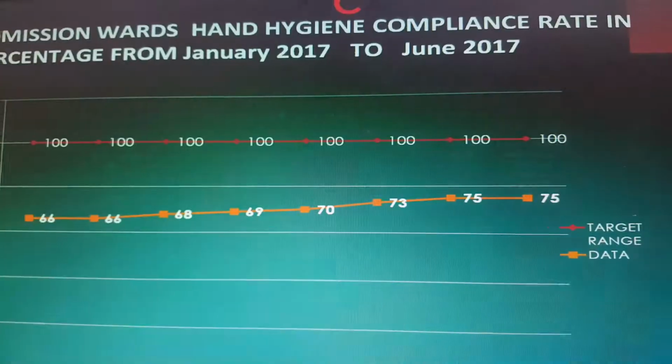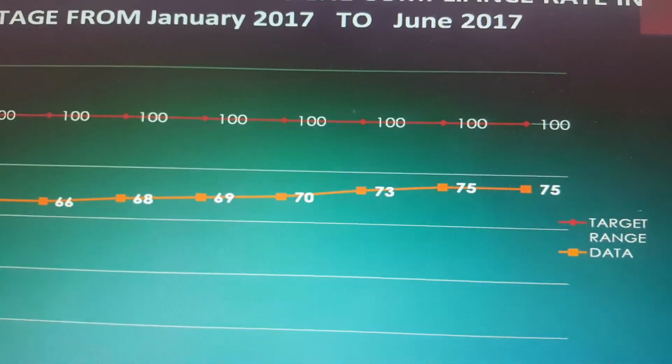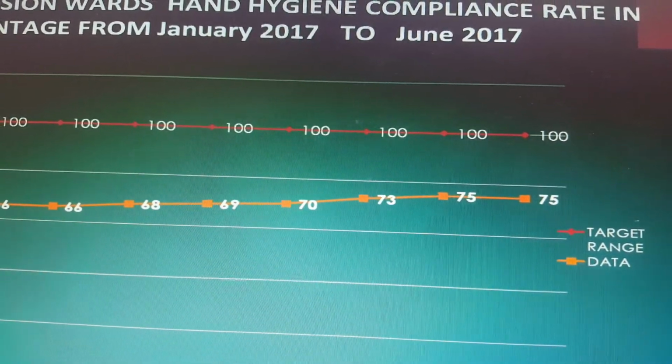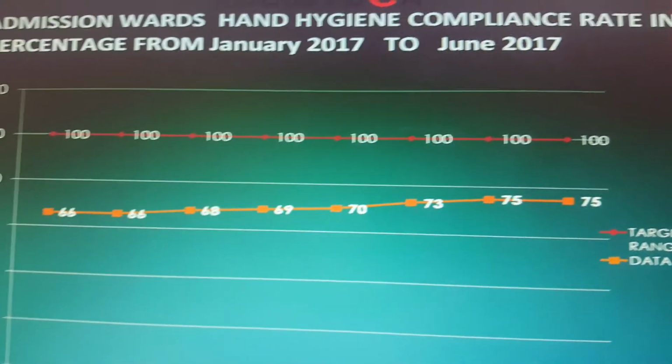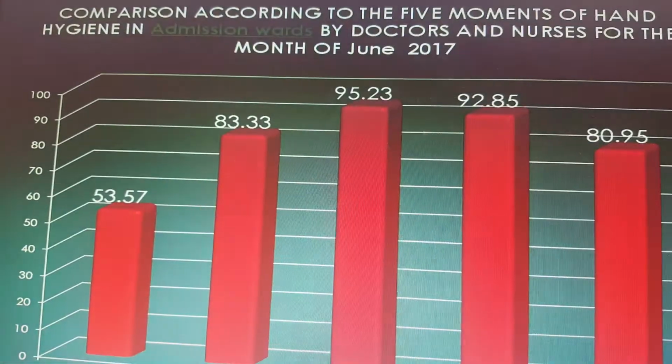This is the form we are using. After 6 months, our performance improved to 75. We did not reach 90 yet. So our project will be continuous PDCA until we reach 90%.